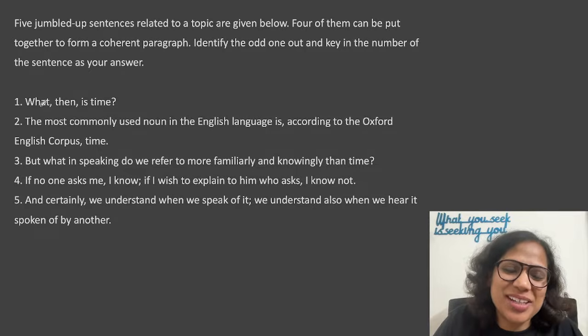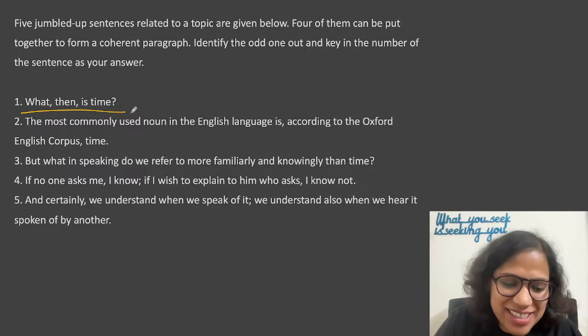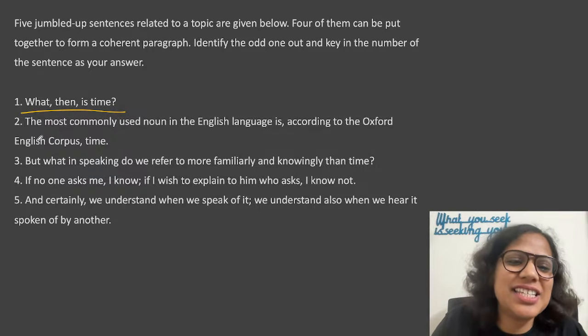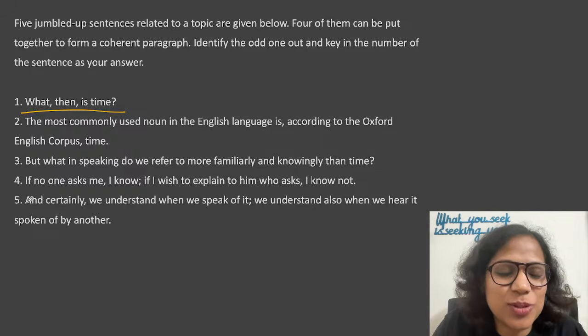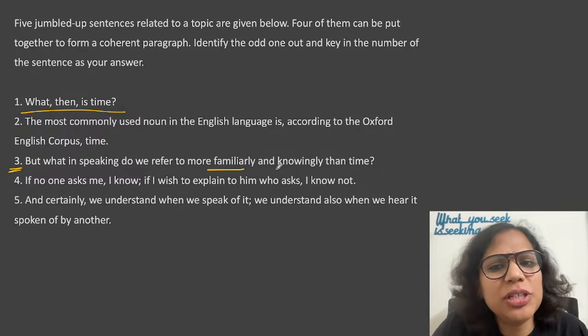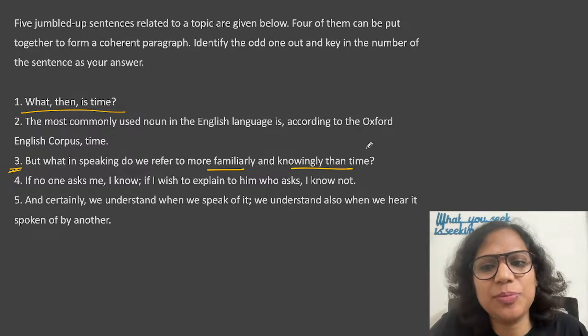Okay, so what then is time? I think 1 is not the odd one out. Some of you said 1 is the odd one out. ठीक है. So okay, let's see why it is not the odd one out. तो अब ये वाली रीड करते हैं. But what in speaking do we refer to more familiarly and knowingly than time?